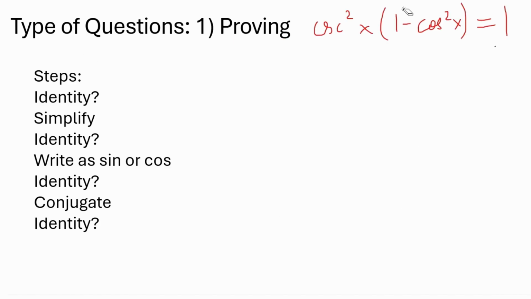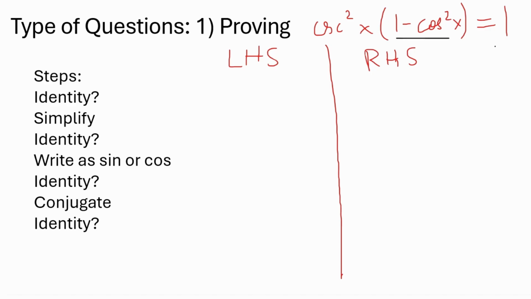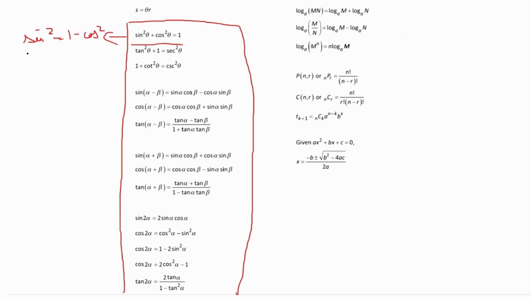So first question. Cosecant squared x times 1 minus cos squared x equals 1. Try it yourself. Pause the video and then look at this. First of all, we divide our question into LHS and RHS. Now, first thing I see, is there an identity I can use? Well, yes, there is. I see it right away. 1 minus cos squared x, my favorite identity. We just talked about it.